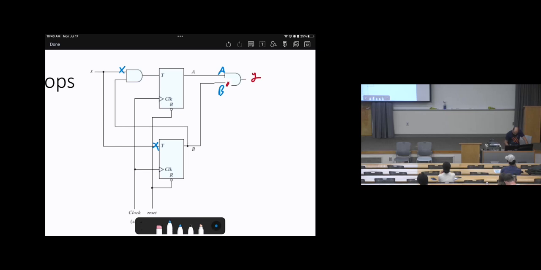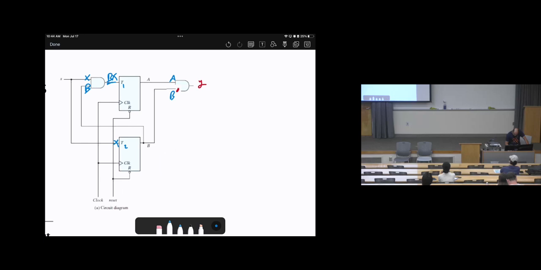So, this is B. Then, since there is AND, it will be BX. Here, it's X. So now, we have T1, T2. T1 equal BX, T2 equal to X. Do you agree? Y equal to AB. So, we can say that T1 equal to BX, T2 equals to X.